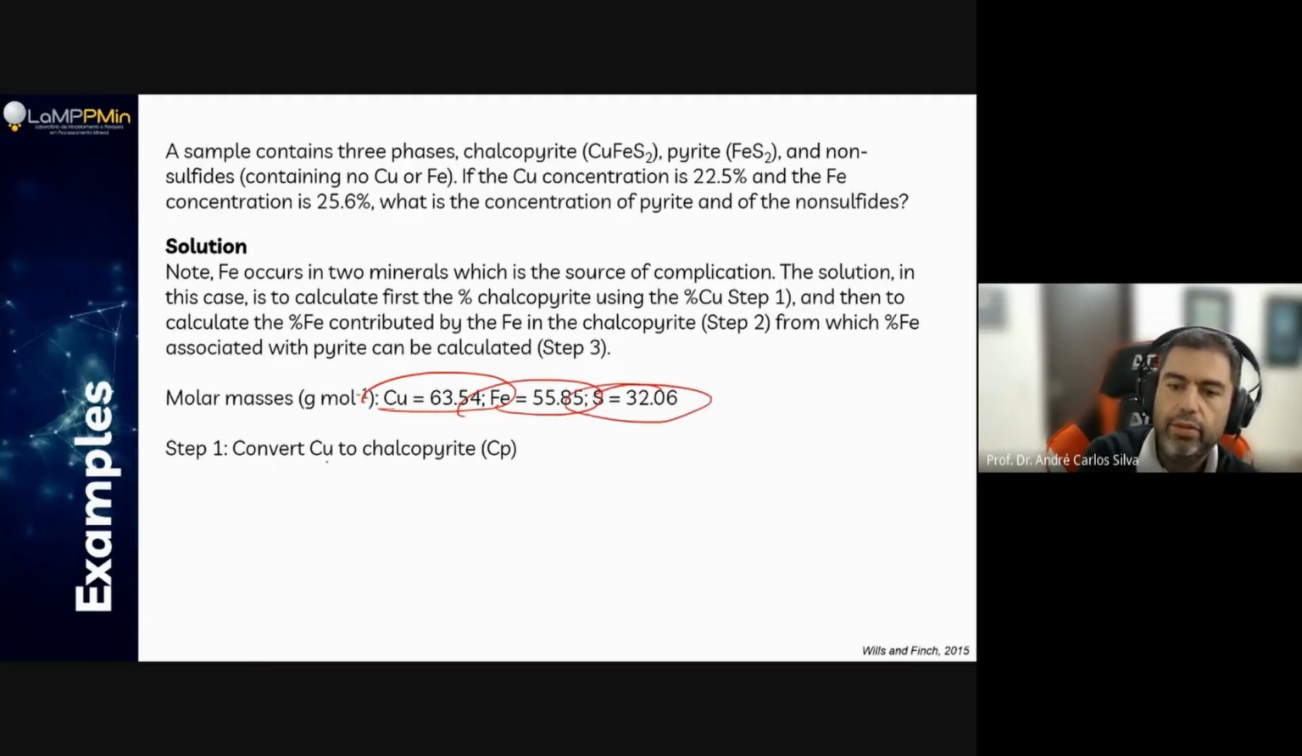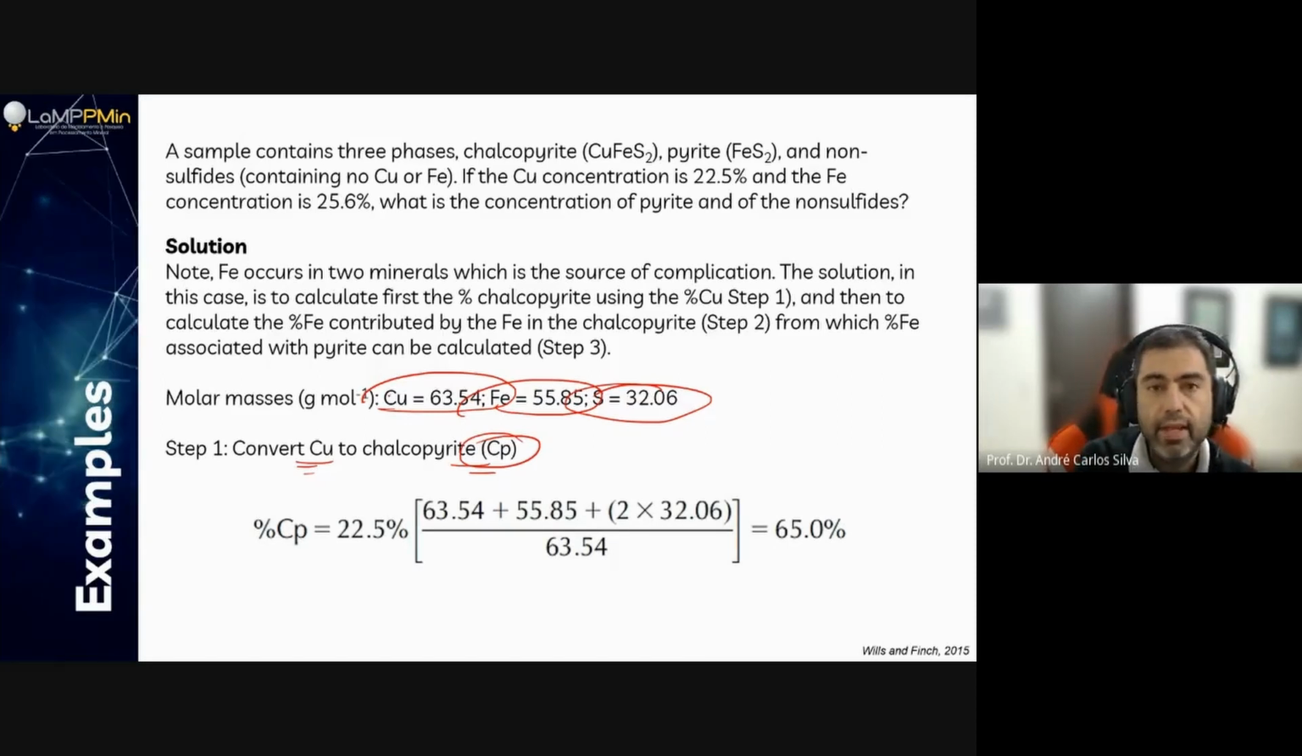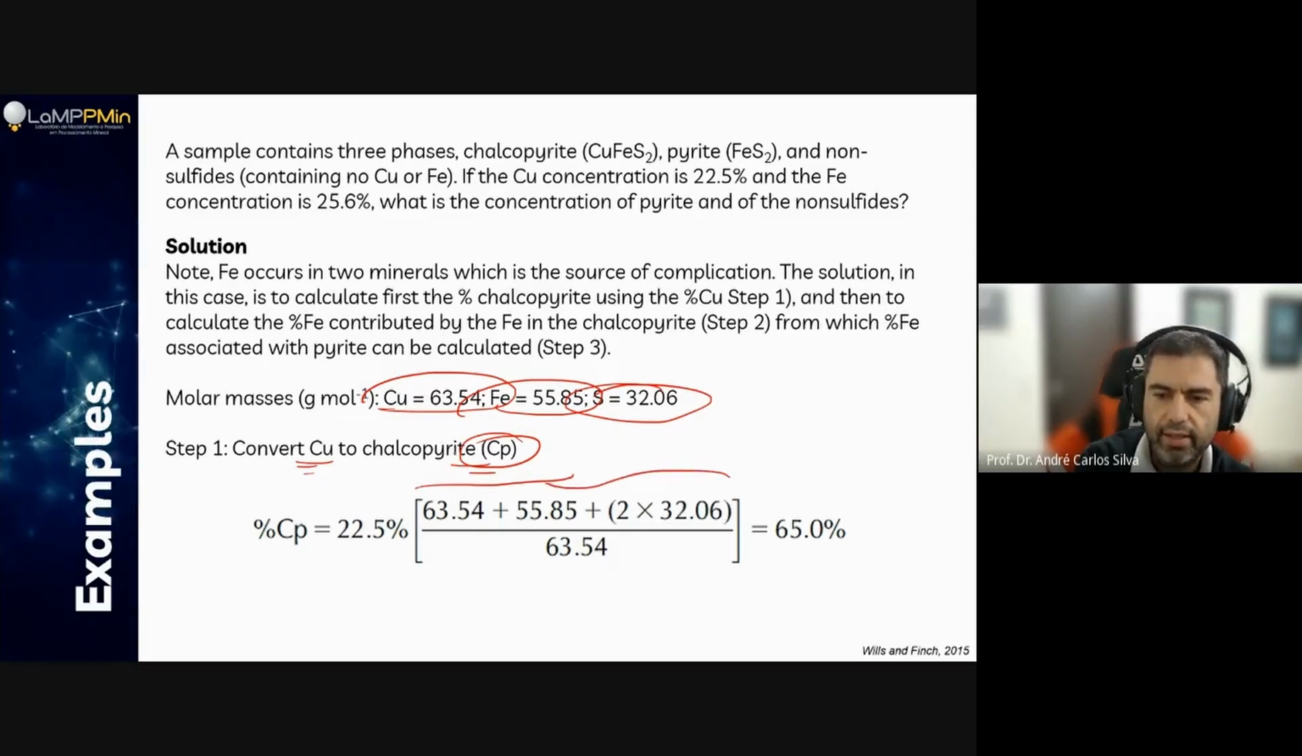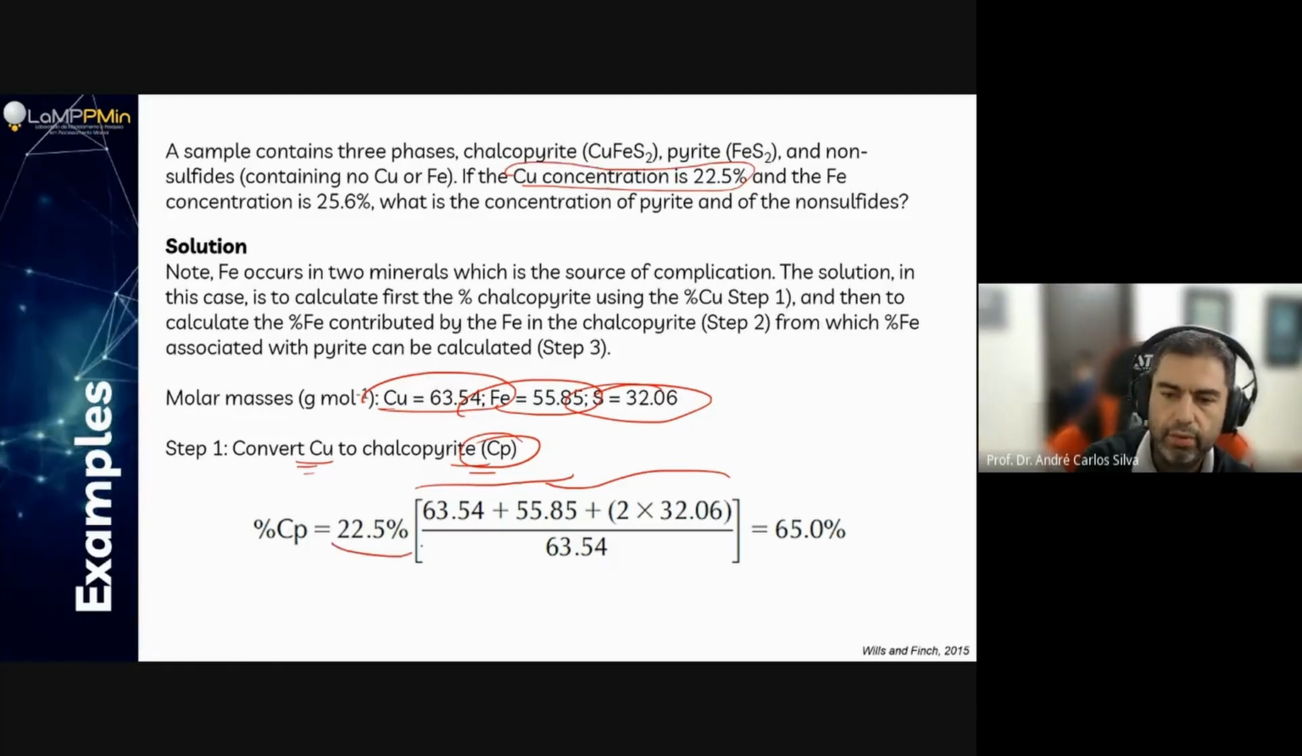So let's convert copper to chalcopyrite, and I'm going to represent chalcopyrite by Cp. If I make the same calculation that I did before, not quite the same, because I have now all of this. What does this mean? We're going to take a look at this in a few seconds, but let's just consider this. First of all, the content of copper in the chalcopyrite is 22.5%. That's why I have 22.5% over here.